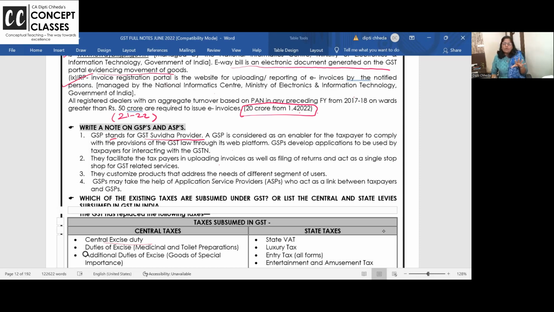They customize products that address the needs of different segments of users. I am into teaching. I know how to do my business, but I don't understand this GST and portal work. So for all the trainers and teachers, they have a separate category, and for all the manufacturers too. Suvidha providers are helping, and a GSP may take the help of ASPs, application service providers, who act as a link between the taxpayers and the Suvidha provider. Taxpayers can take the help of application service provider agents. Application service providers will bring them to the GST Suvidha providers, and they will help to do the work. And some of them are directly doing it on the portal. So there are different ways of working on the portal.